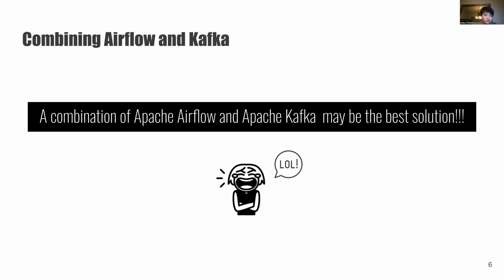Last one: combining Airflow and Kafka. For many organizations, a combination of Apache Airflow and Apache Kafka may be the best solution. You can use Kafka for real-time data ingestion and processing while using Airflow to manage batch jobs, complex dependencies, and pipeline orchestration. The hybrid approach leverages the strengths of both tools, providing a comprehensive data processing and orchestration solution.